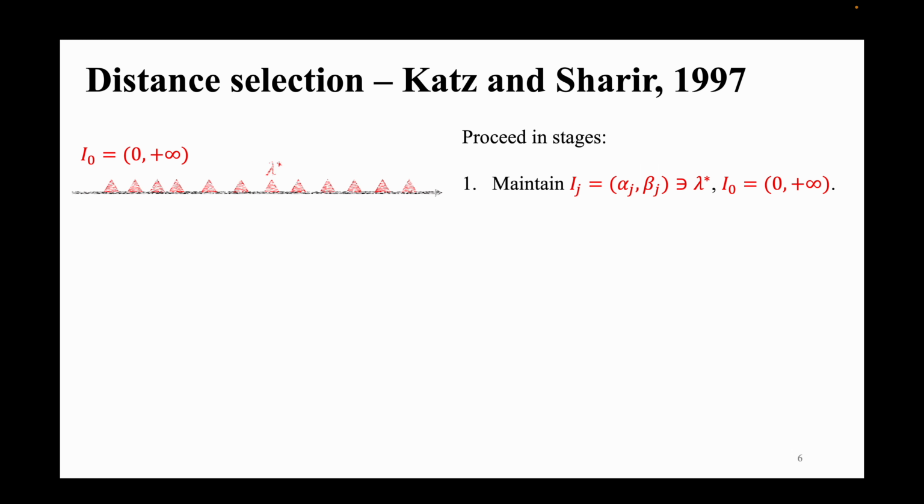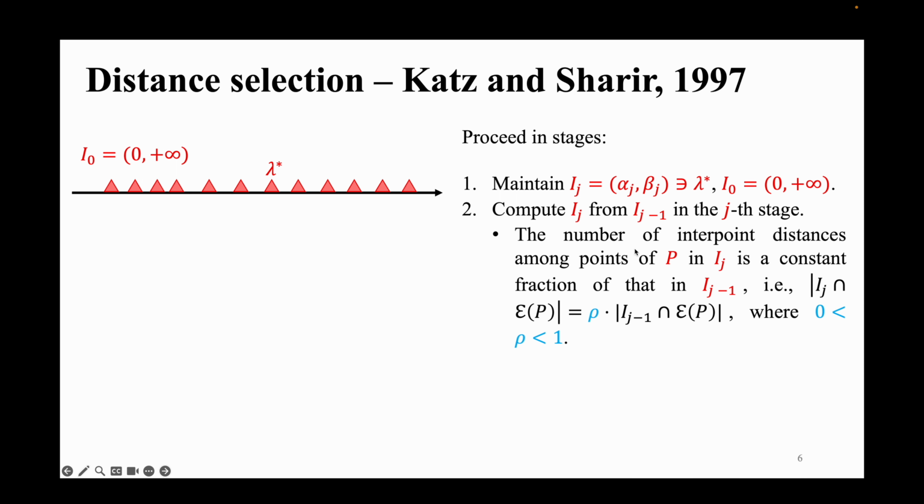Let's first review Katz and Sharir's algorithm before introducing our new solution. Their algorithm proceeds in stages. They maintain an interval I_j which always contains the desired value lambda star. This interval is initialized to the range from 0 to infinity in the beginning, like this. They compute a new interval I_j from I_{j-1} in the j-th stage. They also guarantee that the number of interpoint distances among all the points of P in the newly computed interval I_j is a constant fraction of the number of interpoint distances within the range I_{j-1}.